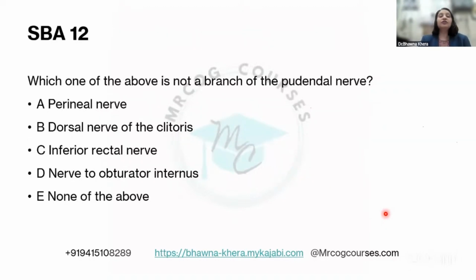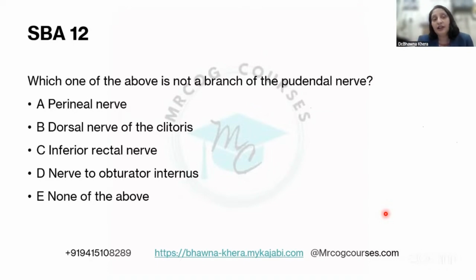Now coming to which one of the above is not a branch of the pudendal nerve? So perineal nerve, is it a branch of pudendal nerve? Yes, this is one of the terminal branches. Dorsal nerve of clitoris is a branch of the pudendal nerve. Correct. Inferior rectal nerve is a branch of the pudendal nerve. Yes, in the ischiorectal fossa, the pudendal nerve gives a branch which is the inferior rectal nerve that crosses the ischiorectal fossa from lateral to the medial side to supply the external anal sphincter.